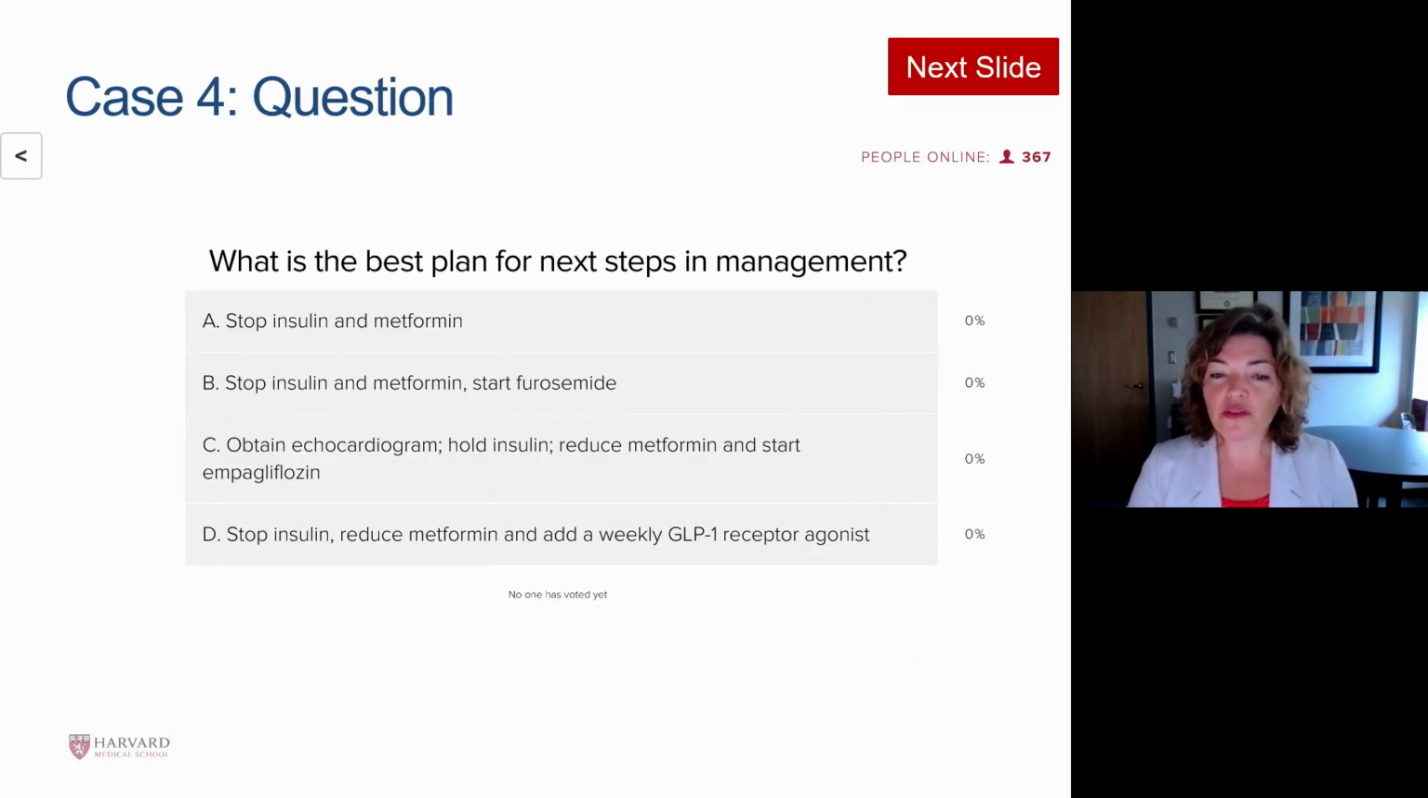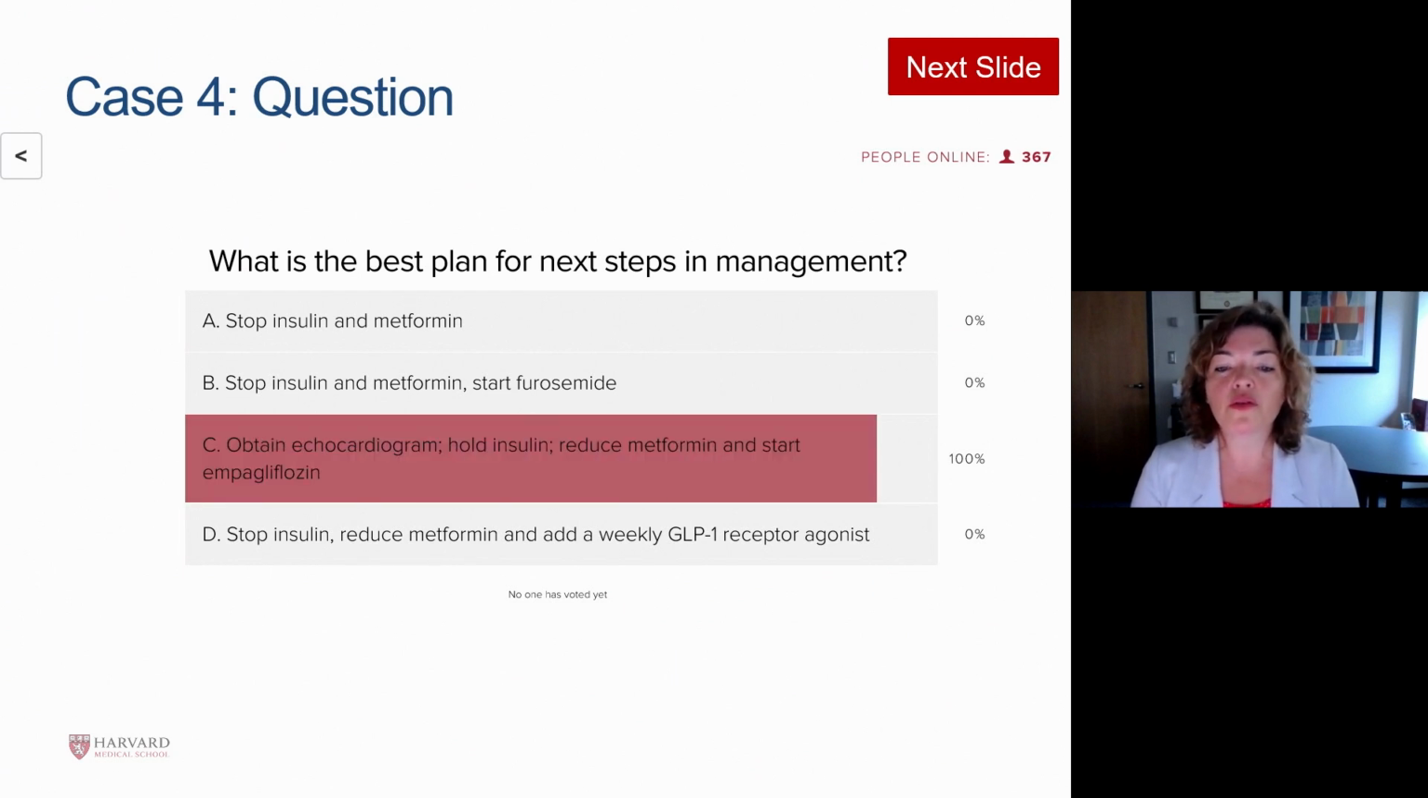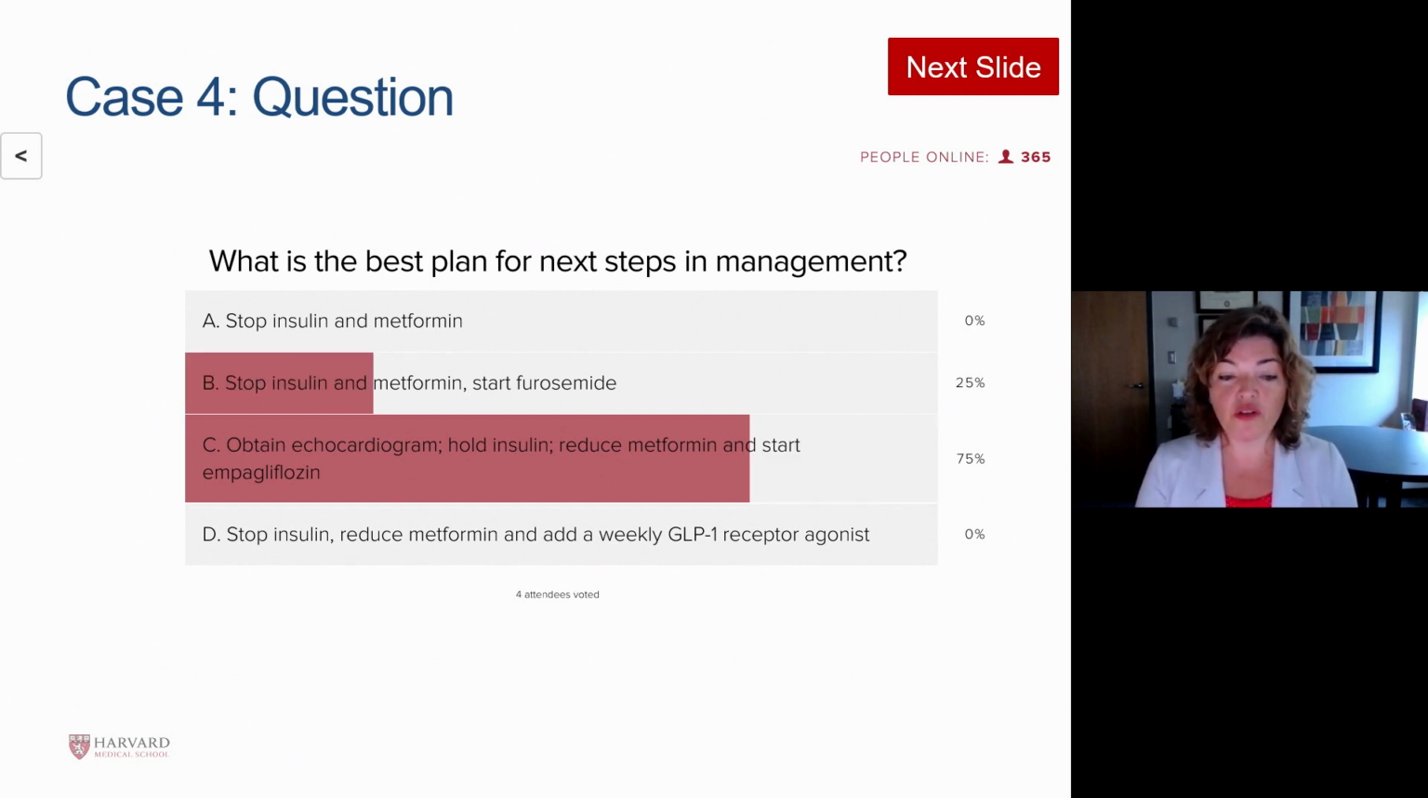So what is the best plan for next steps in management for this older adult who has the symptoms we described? We're going to either stop insulin and metformin, start Lasix, do a workup for heart failure; hold insulin, reduce metformin, and start empagliflozin; or stop insulin, reduce metformin, and add a weekly GLP-1.